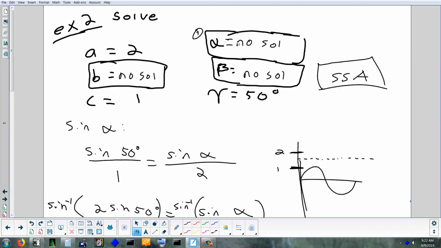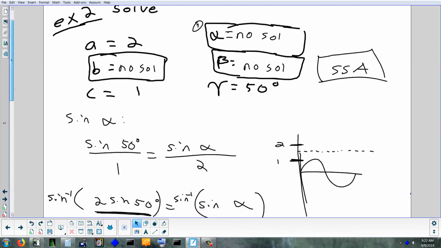I'm going to try to draw this. Obviously, if I actually try to draw this to scale, it's not going to work. I'm not going to be able to draw a triangle with a side of 2, a side of 1, and an angle of 50. That's impossible. Right, let me show you.